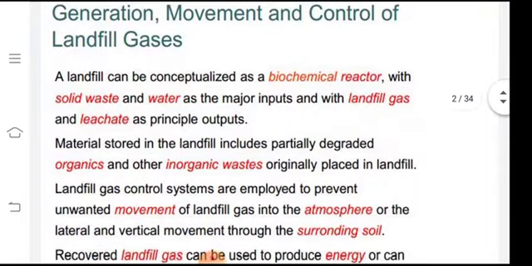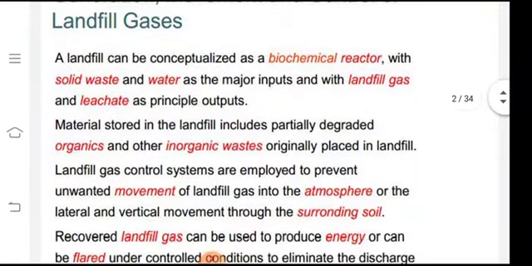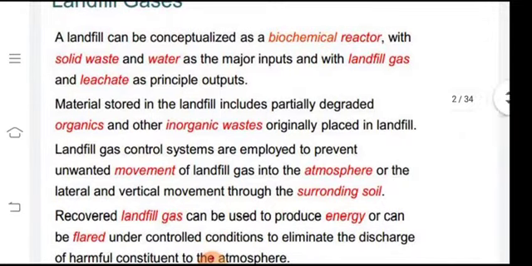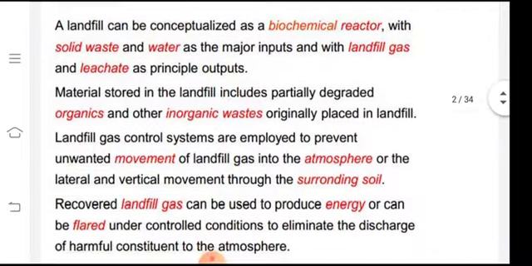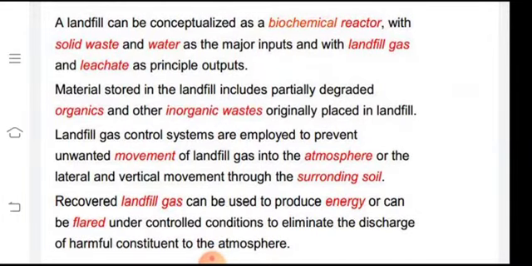The material which is stored in landfills usually includes partially degraded organics, and other inorganics are also present in the landfill. That partially degraded material is going to complete its degradation process. It's not possible to finally dispose of waste which is completely degraded.